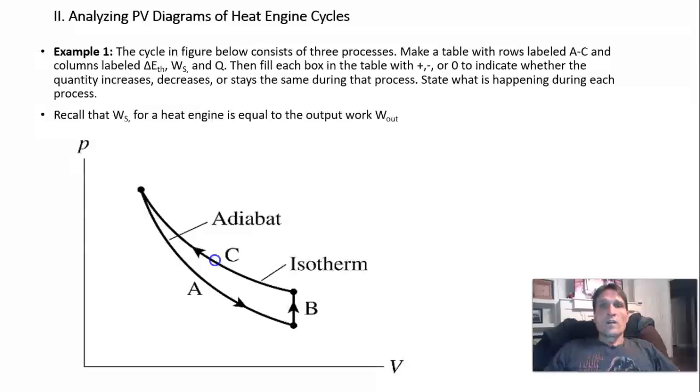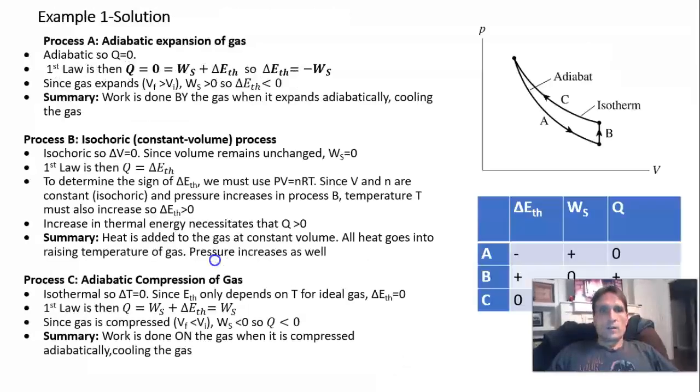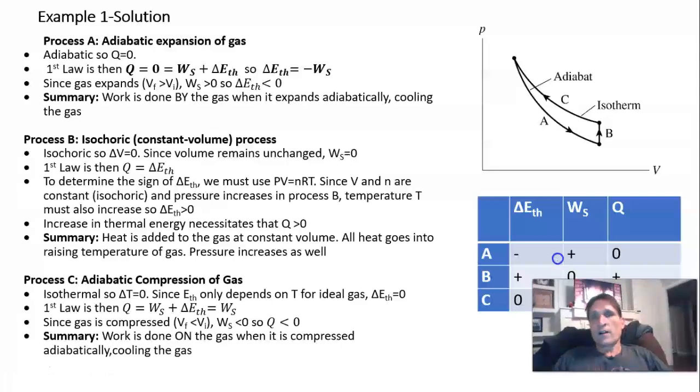Okay. So what we want to do here is make a table for each of the processes, A, B, and C. For each of them, if the change in the thermal energy increases during that process, we're going to put a plus. If it decreases, we'll put a minus. And if it stays constant, we'll put a 0. And we'll do the same for the work done by the system and the heat added to the system. We're not worried about calculating numbers here. We're just putting in plus, 0, or minus to indicate whether it's changing in the positive direction, negative, or not changing. And we also want to understand each process. So for each of these, we're going to summarize, in words, what is going on here.